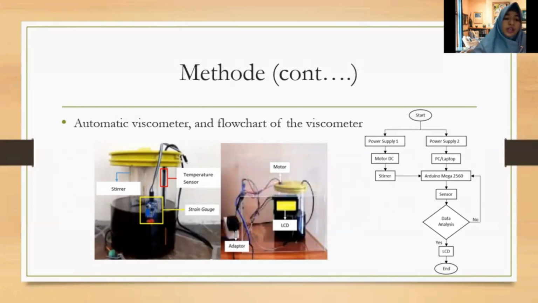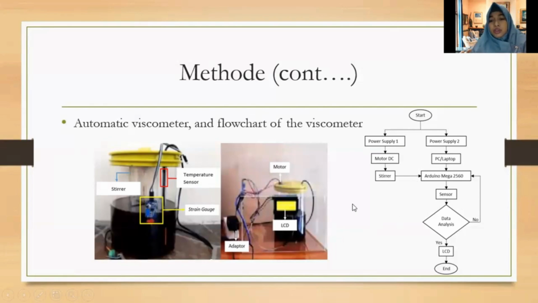Now, the utilization of liquid waste as an alternative energy source can be analyzed from the viscosity value of a liquid and the value of the voltage generated by the liquid. So we need a design for measuring the viscosity of the liquid and the electric voltage generated from the liquid automatically. This is the automatic process.